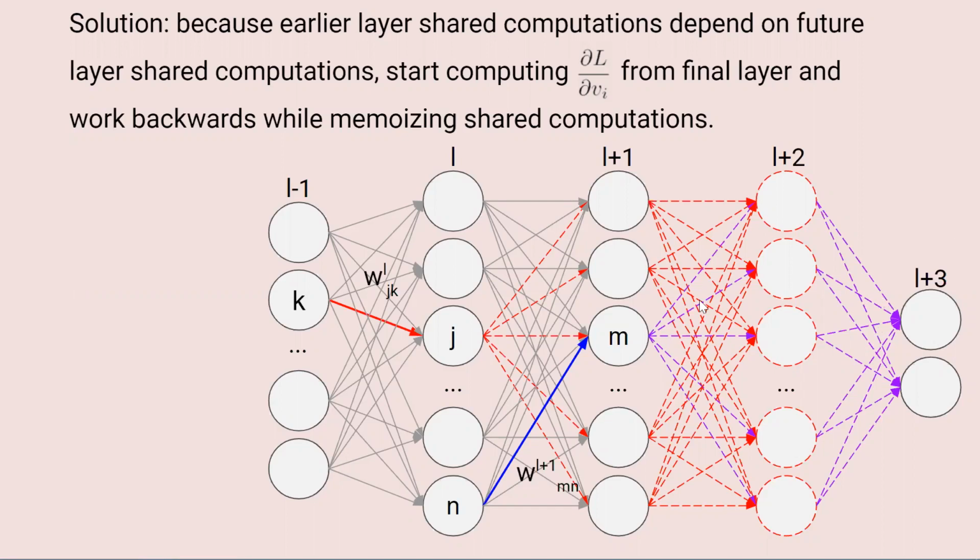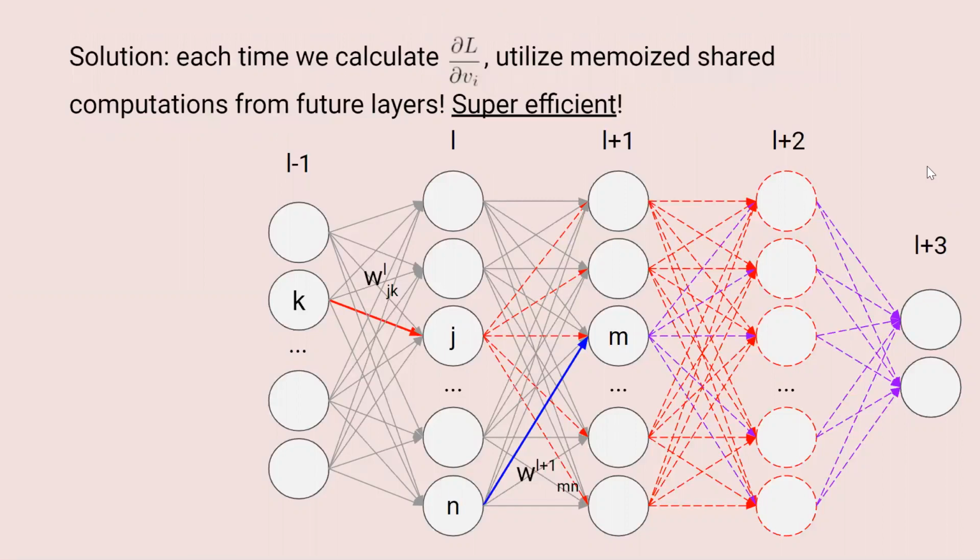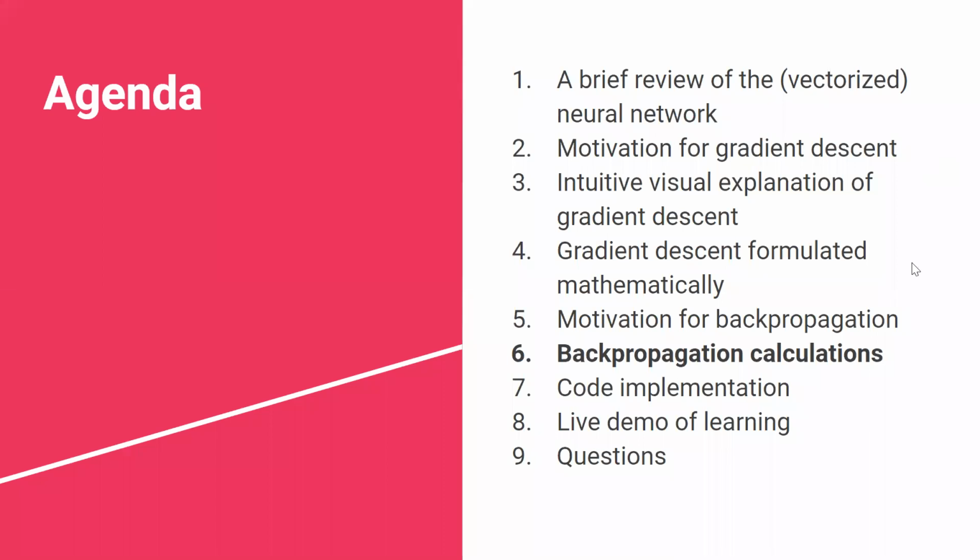We basically get this linear time computation, linear in terms of the number of layers. And this is just saying what I said before. Any questions so far?